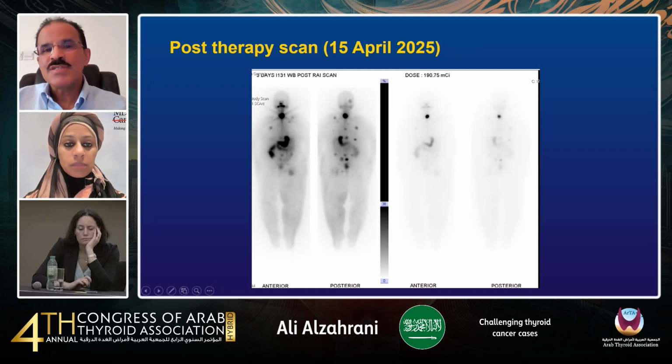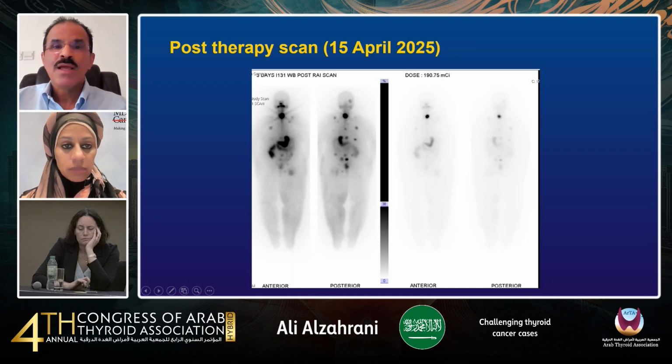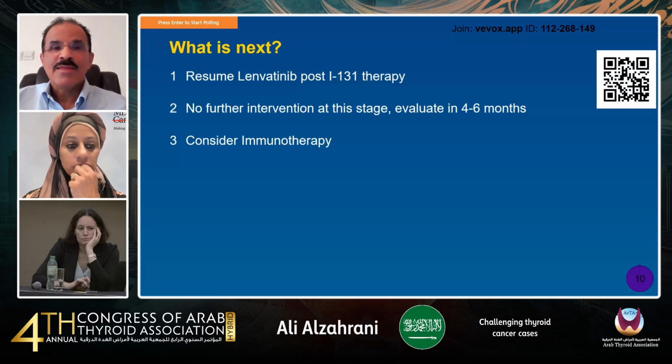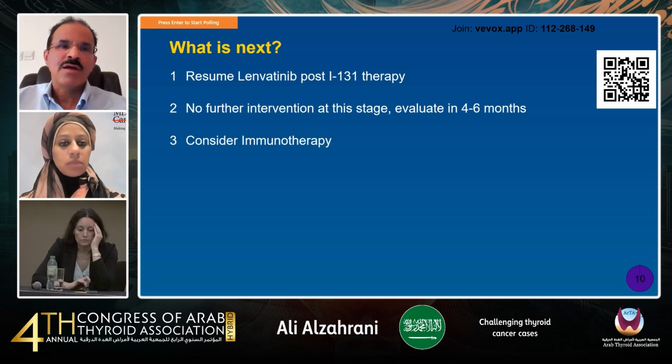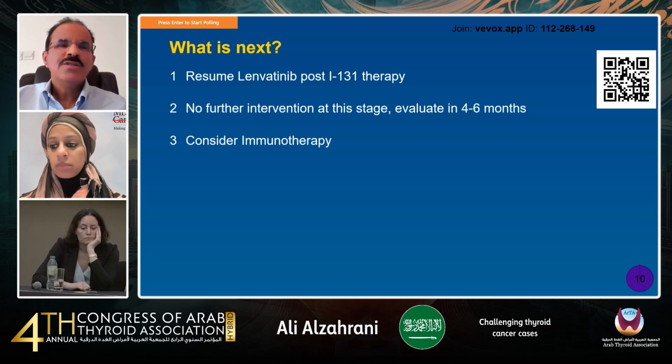You can see the post-therapy scan, the tumor, the metastatic lesions are taking up iodine, and of course, the thyroid remnant. And I think the question here again, so we can move to the next case, is what's next? This is only back in April this year, so it's like a month and a half or a month ago. So should we resume lenvatinib after radioactive iodine?